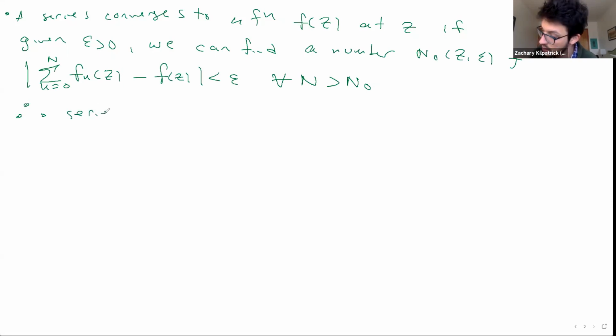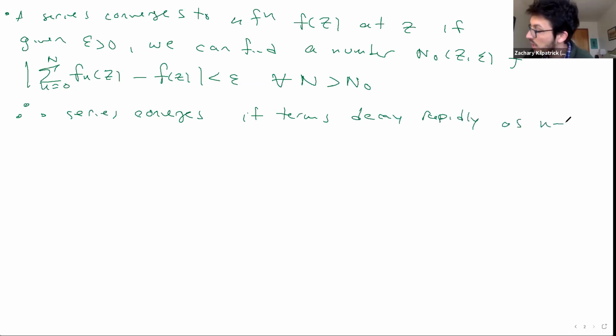Therefore, a series converges if terms decay rapidly as n goes to infinity, okay? And that's the problem, or that's the breaking of convergence that we had with the previous example. The coefficients are blowing up. They're scaling at a rate that's faster than the term x to the m, right?